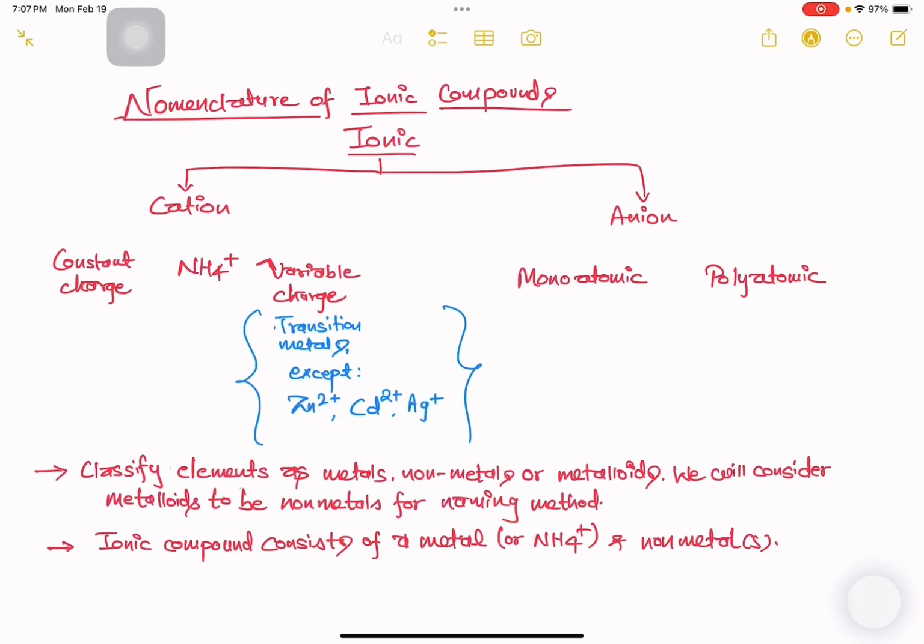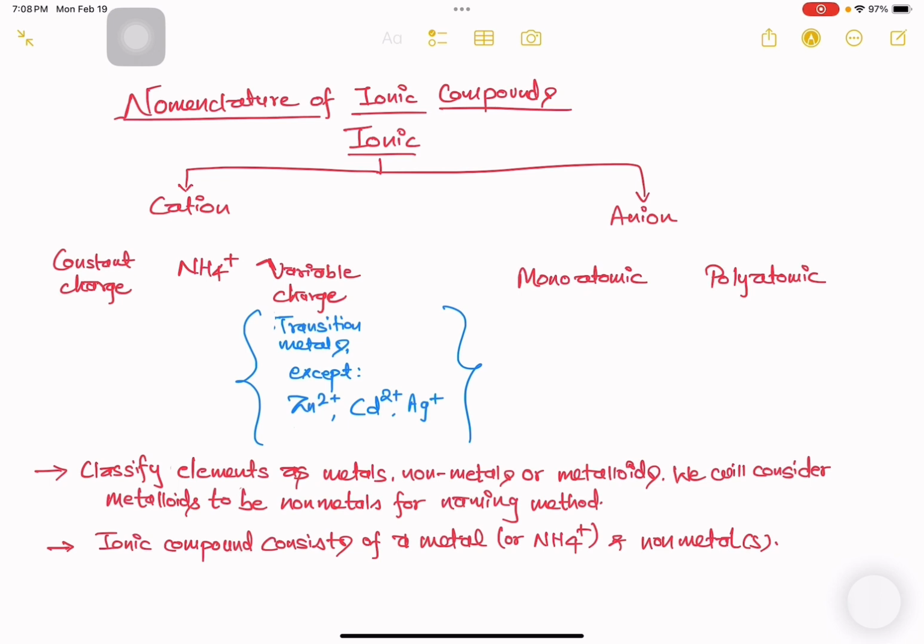Today I'm going to cover the nomenclature of ionic compounds. When a metal reacts with a non-metal, it forms an ionic compound, right? So first we need to classify the elements as metals, non-metals or metalloids. For naming purposes, we will consider metalloids as non-metals.